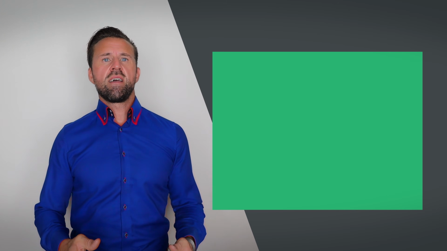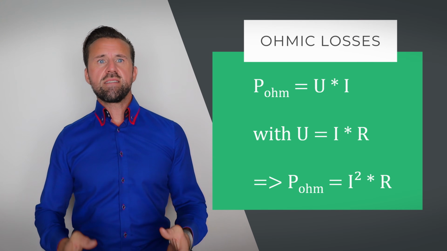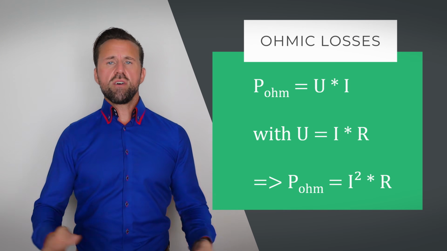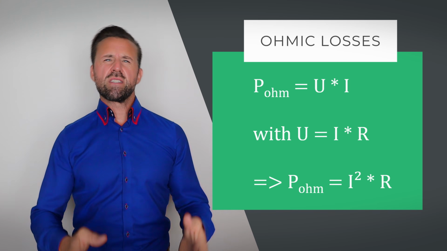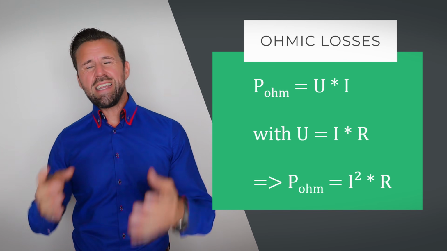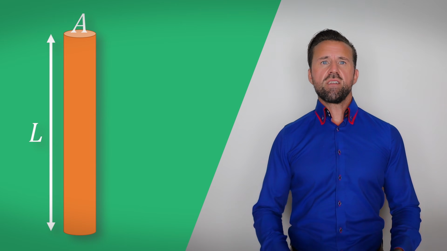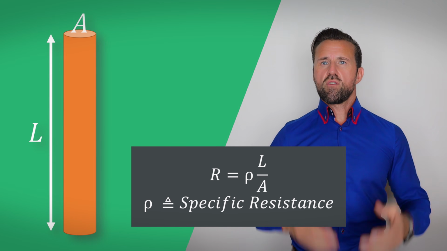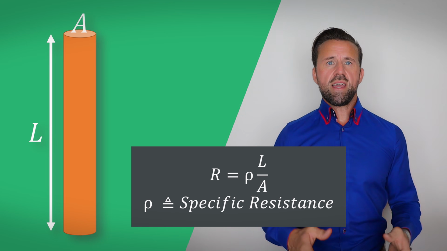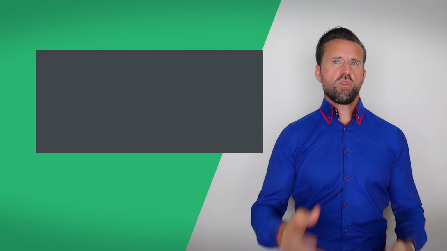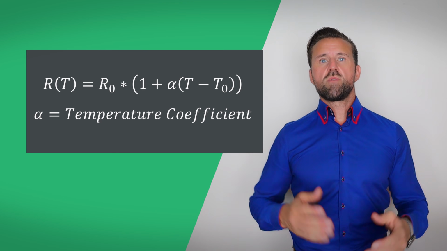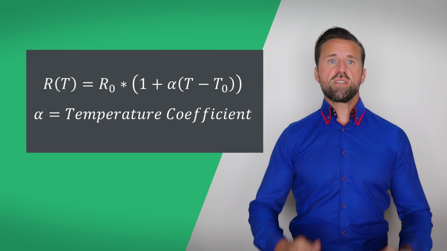Ohmic losses occur primarily in the windings of the stator and are dependent on the resistance and the current. The ohmic losses can be divided into frequency-dependent and frequency-independent losses. The frequency-independent losses depend on the dimension, so the length, the cross-sectional area of the wire and the material, for example copper. A strong increase of the motor temperature also increases the resistance and therefore also the losses.